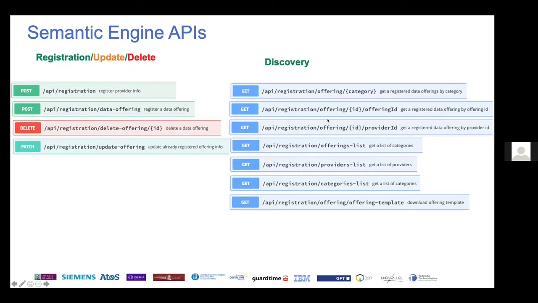data provider. On the right side, there are different kinds of services that we are providing. Someone can look up an offering based on the category, and also based on the offering ID. If someone is looking based on the provider ID, he or she can list all the offerings that a provider has registered. And then someone can get the list of categories, the list of providers, and the list of offerings.